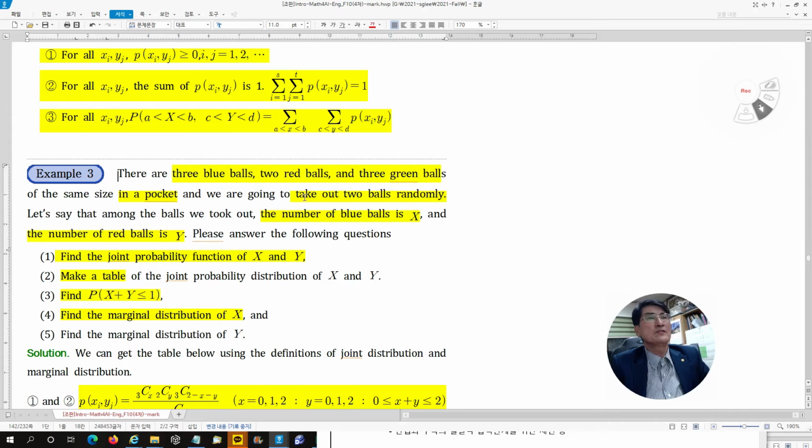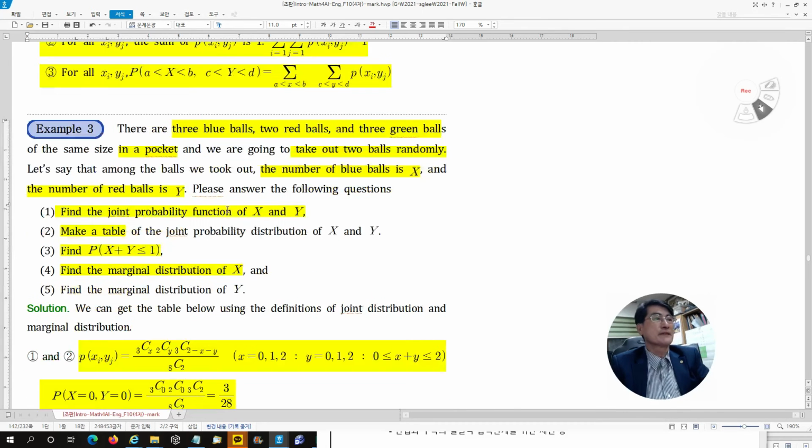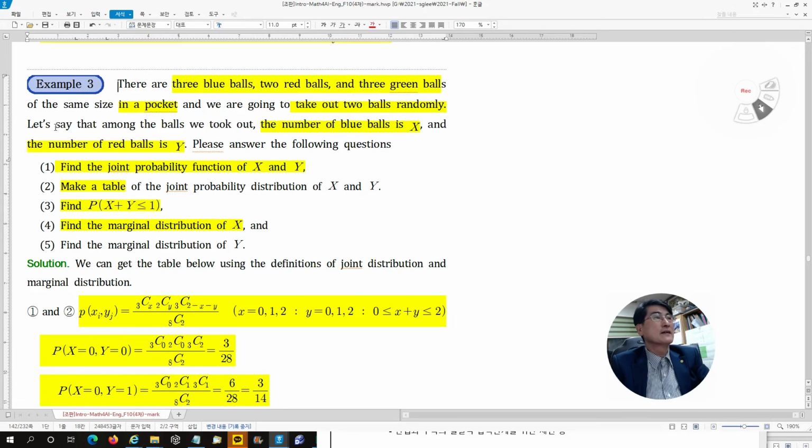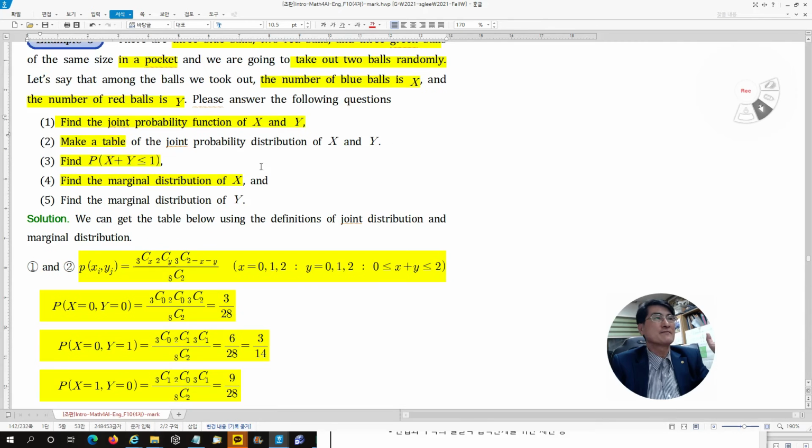And we are going to take out 2 balls randomly. Let's say that among the balls we took out, the number of blue balls is x, and the number of the red balls is y. So please answer the following questions. Find the joint probability function of x and y.